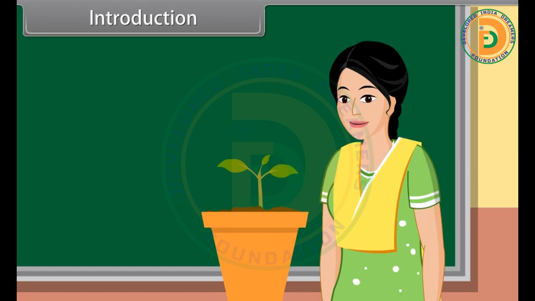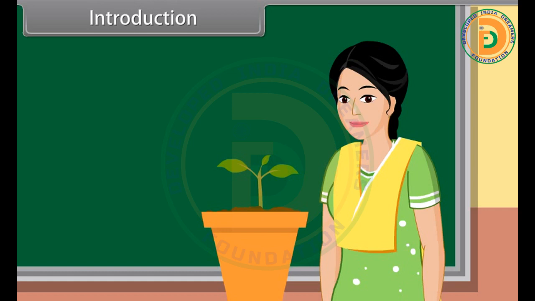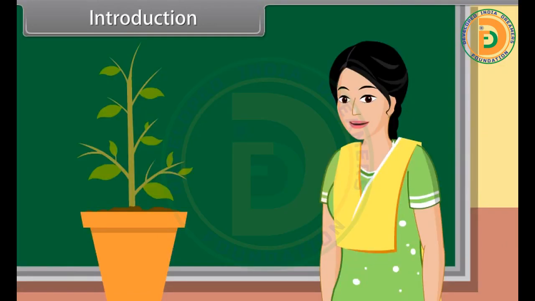Who will tell me what is growth in plants? Ma'am, increase in the size of the cell and elongation in them signifies the growth of plant. Very good, Suresh. Ma'am, can we measure the growth of plants? Good question, Rahul. Yes, we can.